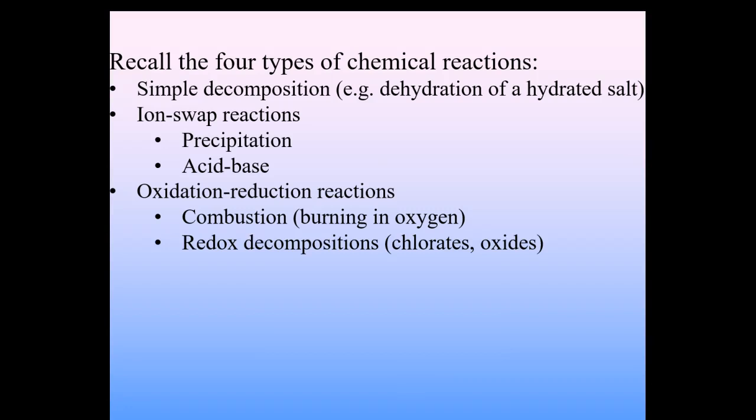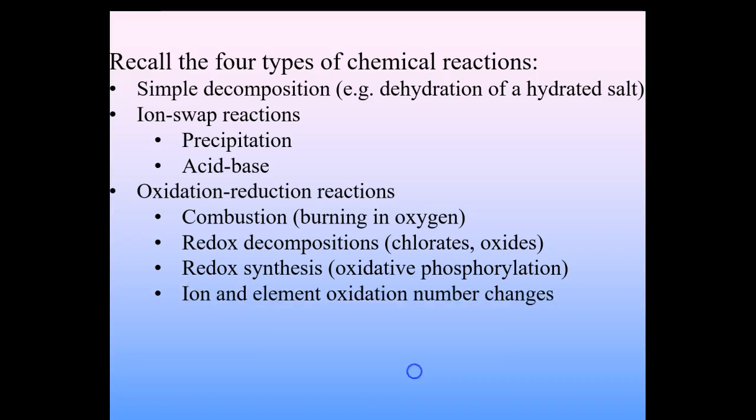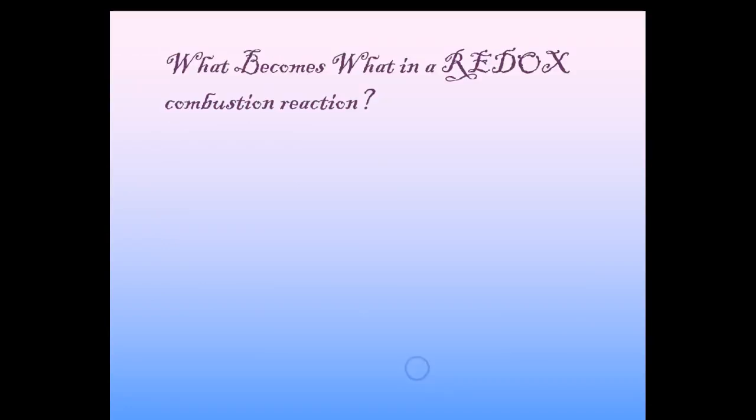oxidation-reduction decomposition, such as you get when you heat chlorates and some oxides, and the redox synthesis, which is very important in biology as in oxidative phosphorylation, and of course ion and element oxidation number changes, such as happens when you mix two ionic compounds and one is oxidized and the other is reduced.